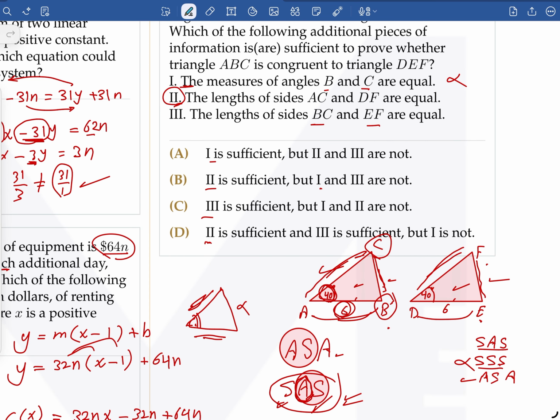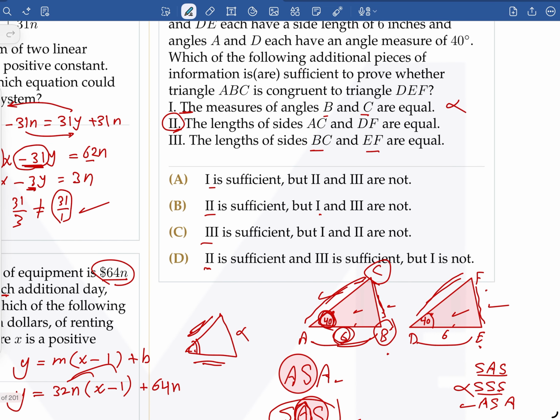As I told you, we need the additional information. Look at the question, it says which additional information. So we have to consider the 40 with us. 40 is one of the pieces of information given, and also the 6. Angle, side. So we have to search for another side to make them surrounding the same angle. So only 2 is the answer. 2 is sufficient, but 1 and 3 are not, which is letter B. That's all about the conditions of congruence.